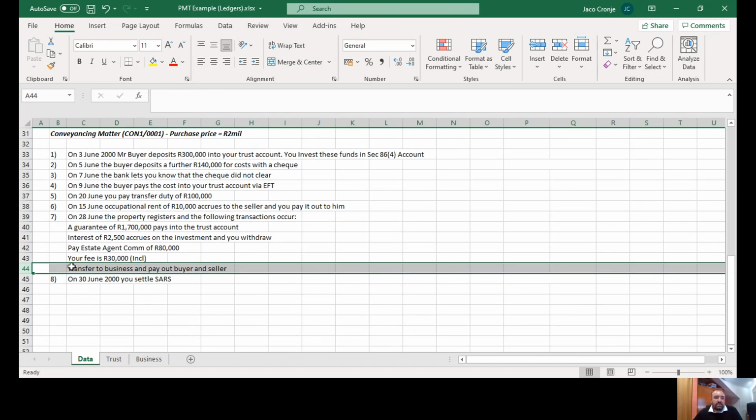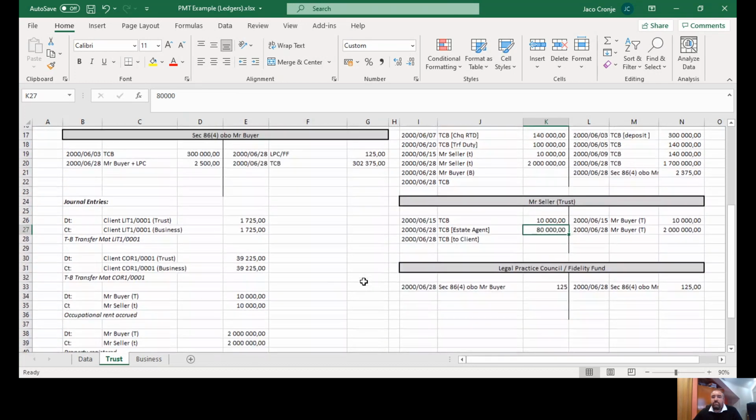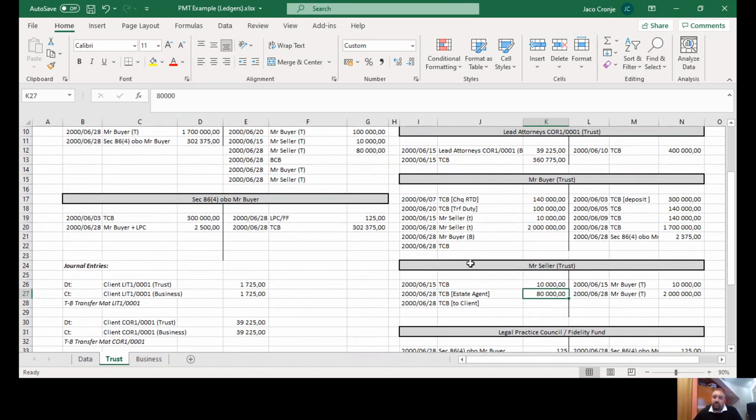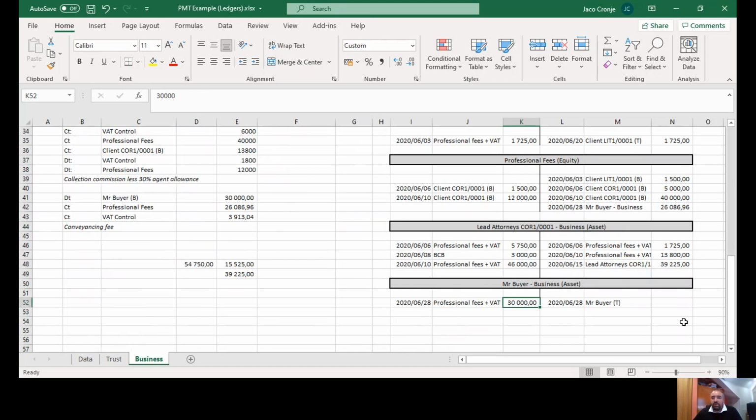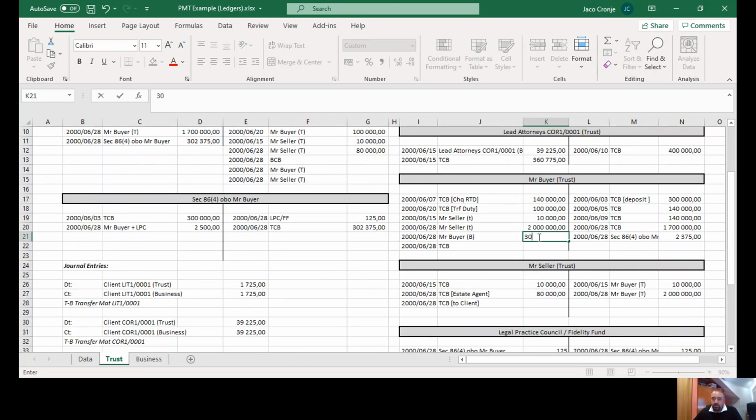Then in the next step, it says transfer to business, pay out Mr. Buyer and Mr. Seller. So let's first do the transfer to business. We remember transfer to business has two steps. A value step where we say Mr. Buyer, we're going to set off. So let's first go to the business. On the business, it says you owe me 30,000 Rand. So I'm going to, from your trust account, settle that. So the credit goes to the business ledger, which means the debit has to go to trust.